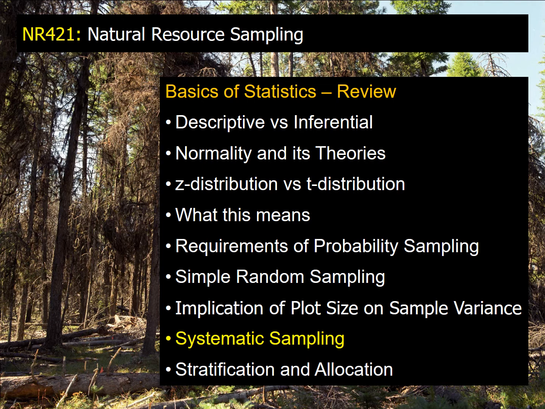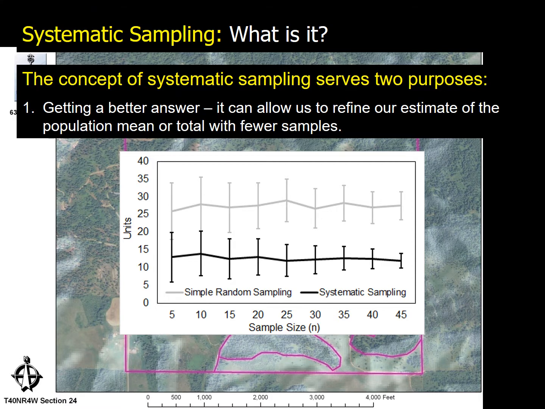Now let us look at a way of ensuring we obtain a representative sample. Generally, when we start talking about systematic sampling, there are two reasons we want to use the approach. The first is that in most situations, systematic sampling can obtain a more precise estimate of a population parameter than simple random sampling using the same number of samples. In this example, we see that although both simple random sampling and systematic sampling start with similar confidence interval widths at small sample sizes, the systematic sample confidence interval width narrows faster as we add more samples than it does with simple random sampling.